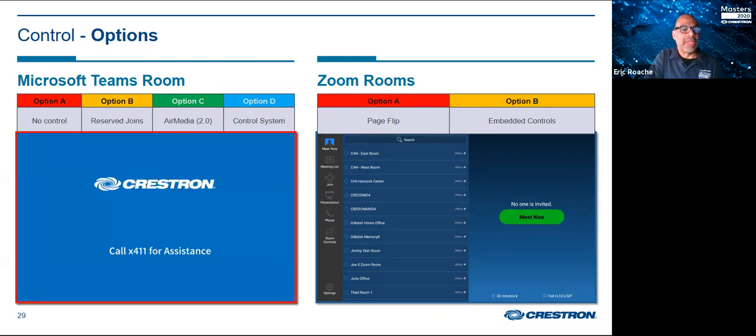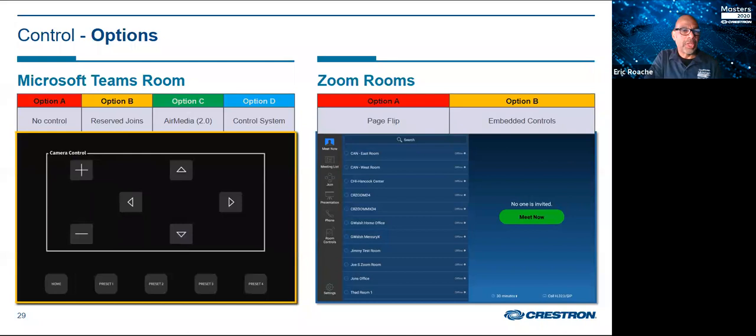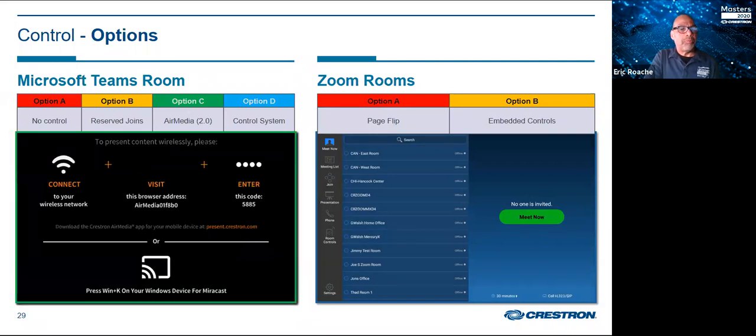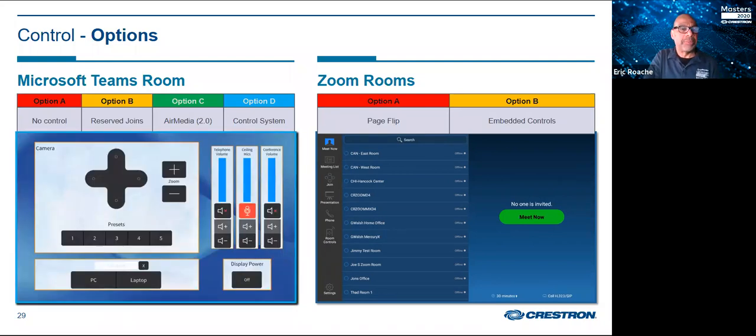So option A is no control, but you can still put some text, as you see here. While there's no custom control, there's still an element here that you can use, for example, for a help message. Microsoft Teams does provide reserved joins for UVA or UVC camera control. You can prepare an Air Media for use in the Teams solution, and we have instructions and online help about how to do that. And then there's the full custom solution on that page flip where you can do room control and custom control. So those are your options on the Teams side.